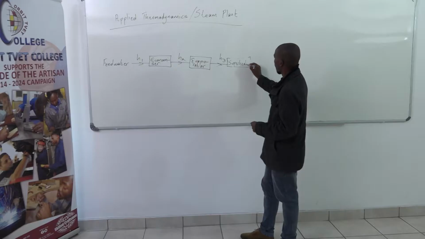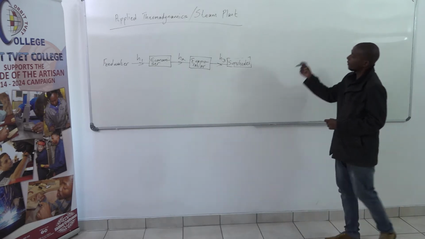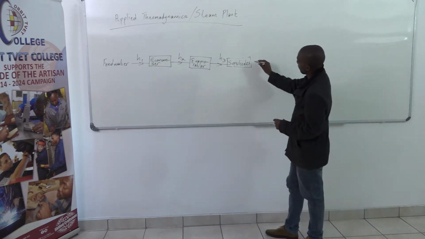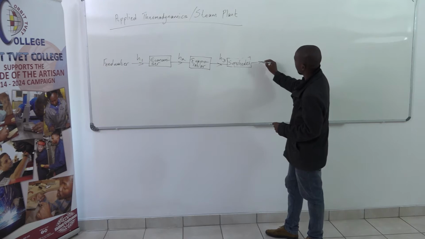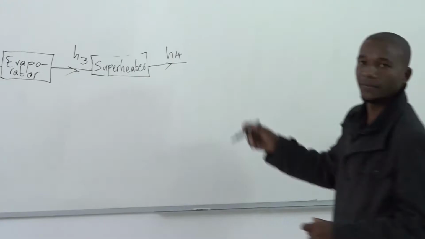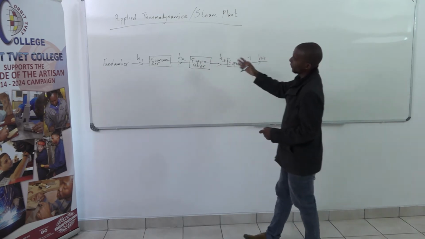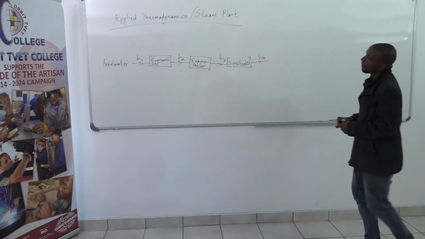It then gains heat in the superheater. Its specific enthalpy increases to H4, by absorbing heat from the flue gases. But then, I haven't shown the flow diagram of the flue gases.